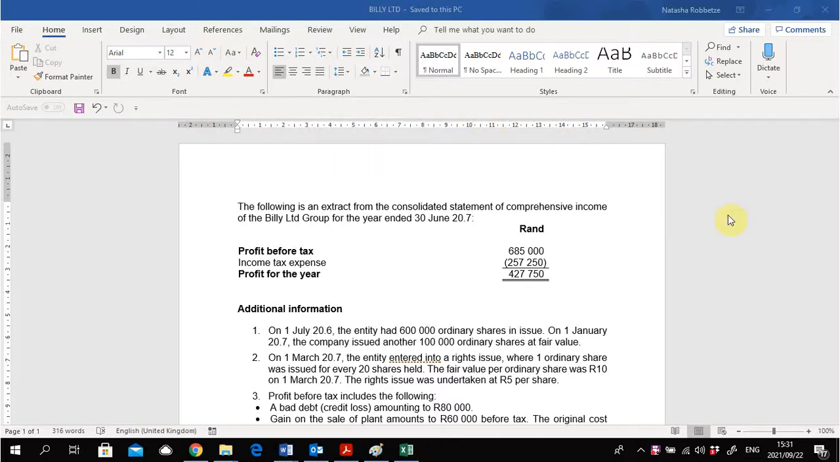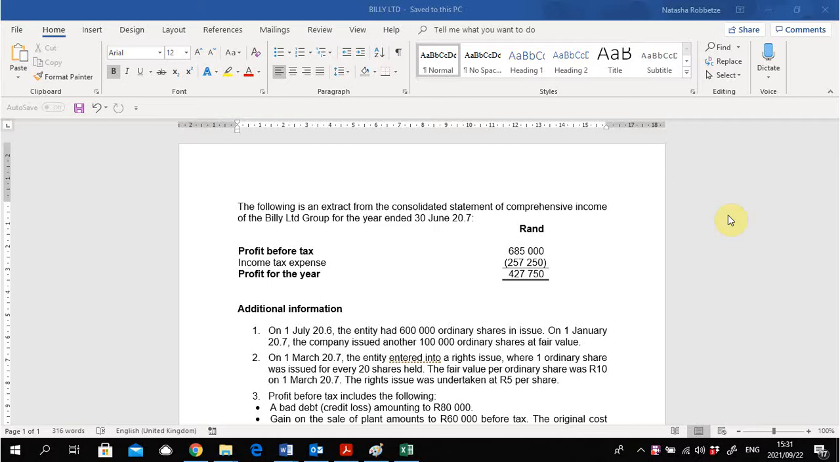Hello students, we are still busy with IAS 33 earnings per share, and this is a nice question pertaining to the headline earnings per share. So you will remember that headline earnings per share requires that a number of items should be excluded from the earnings per share or headline earnings per share calculation. Normally this is listed and then you need to go and remove it together with its tax element.